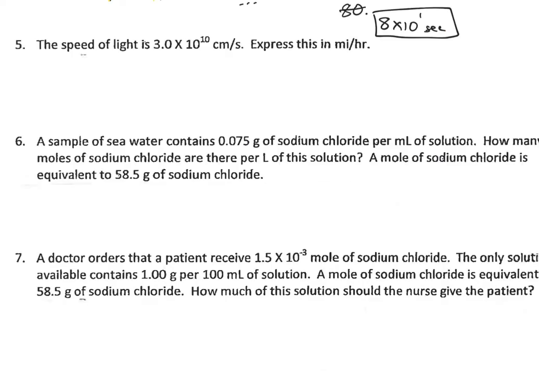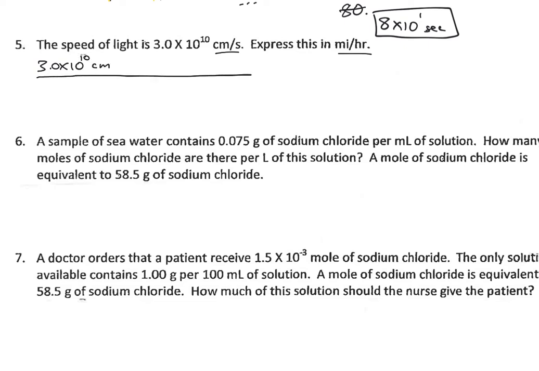Speed of light is 3 times 10 to the 10th centimeters per second. Express this in miles per hour. Okay, this is our double conversion problem, the one we saw in the first question. So let's start out here. We're converting 3.0 times 10 to the 10th centimeters per second.